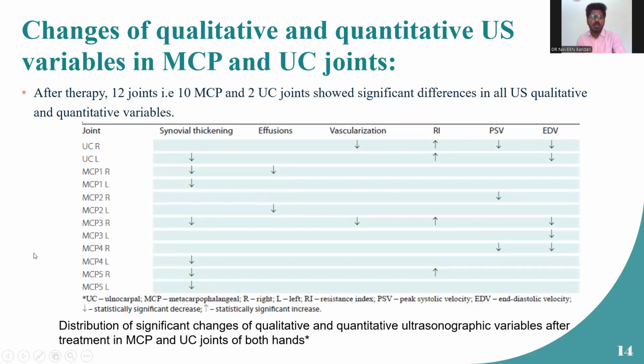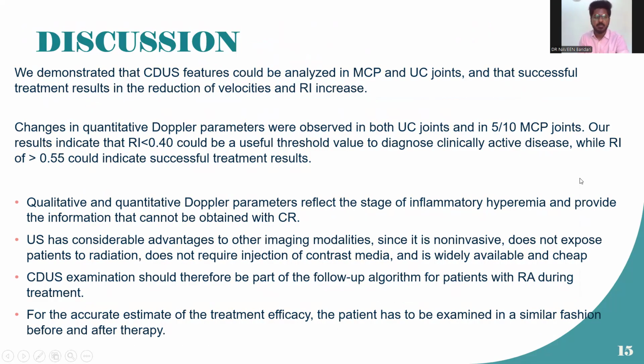This is the overall table showing all the quantitative and qualitative parameters. The synovial thickening, effusion, and vascularization decrease significantly. These are the qualitative parameters, and the resistivity index, PSV and EDV, are the quantitative parameters in which the resistance index increased, and the PSV and EDV decreased significantly post-treatment.